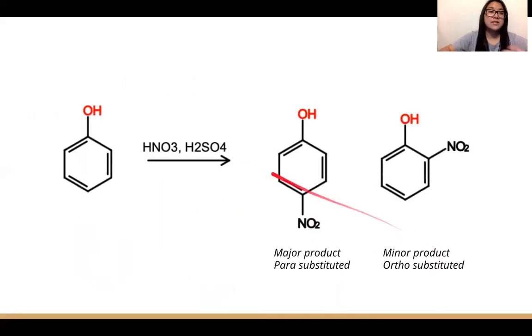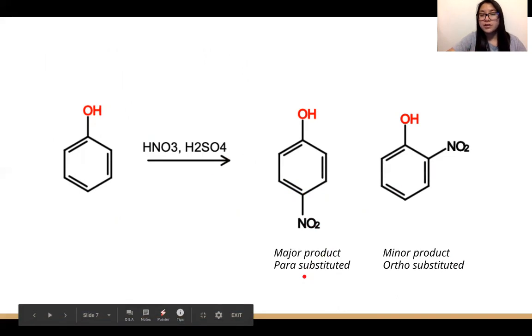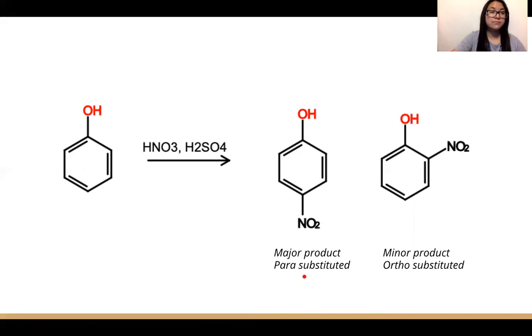Now, let's look at an example with an actual reaction. So we have an OH here. If you go through with this nitration reaction, you can see that you would get the NO2 group added onto the para position as well as the ortho position. But remember that the major product is going to be the para substituted product.